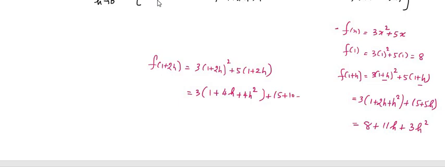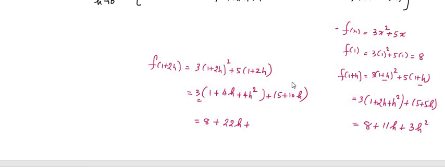Now can you group the like terms? The constant term, if I group, here I have 3, here I have 5. Therefore 3 plus 5 is 8. Then the h term: what will you get here? 3 into 4 is 12. 12h plus 10h is 22h. Next, the h square term: 3 into 4h square.